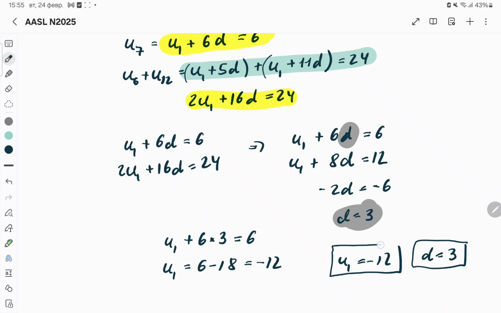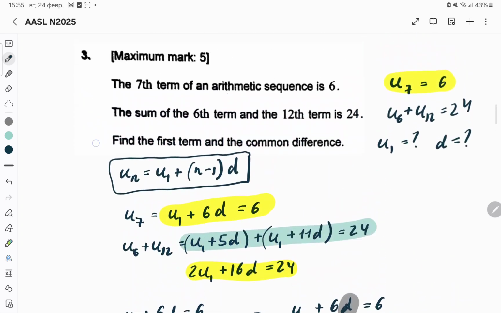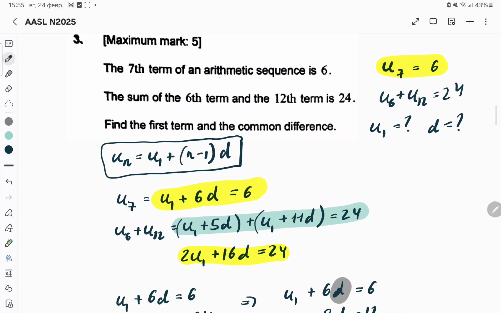Hope this video was clear for you. Pretty standard question about the sequences and series. All the formulas are in the formula booklet.